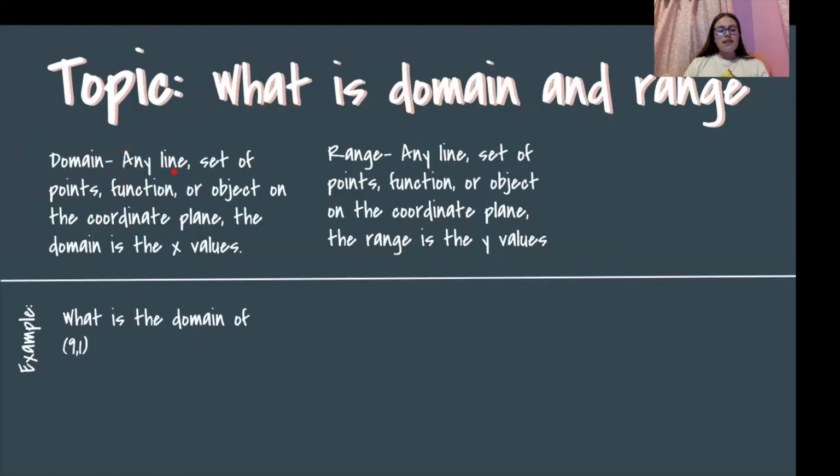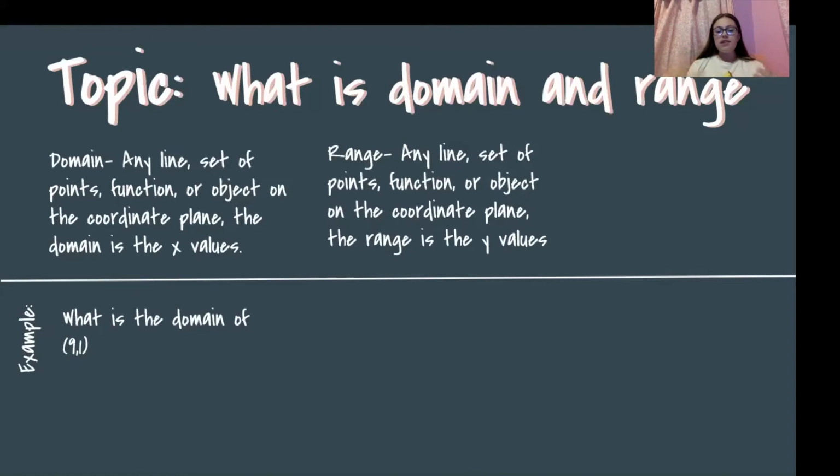Domain: any line, set of points, function, or object on the coordinate plane. Basically the domain is x values, so just remember x values. And then range is for any line, set of points, function, or object on the coordinate plane. The range is the y values. So it's pretty much the same thing. Domain and range are very similar, except range is y values and domain is x values.